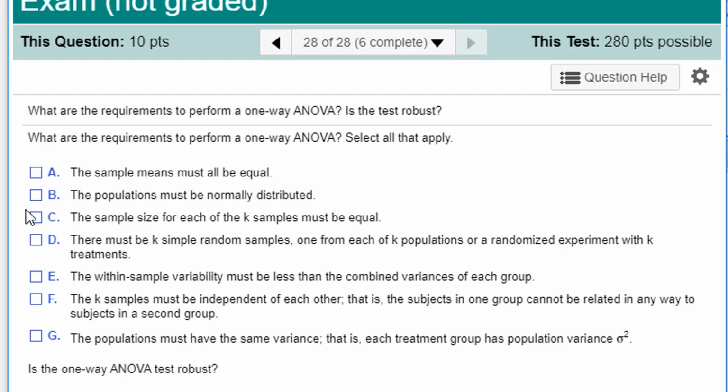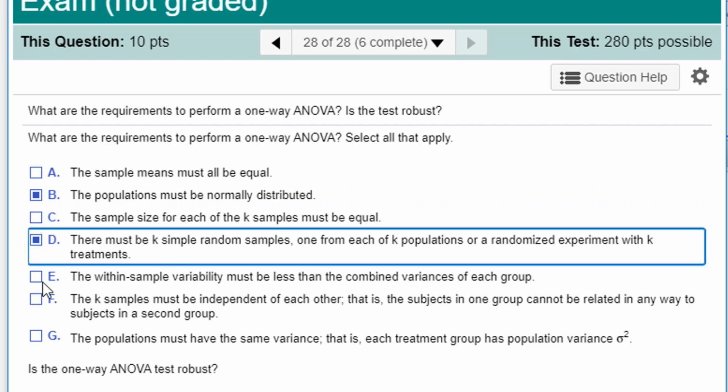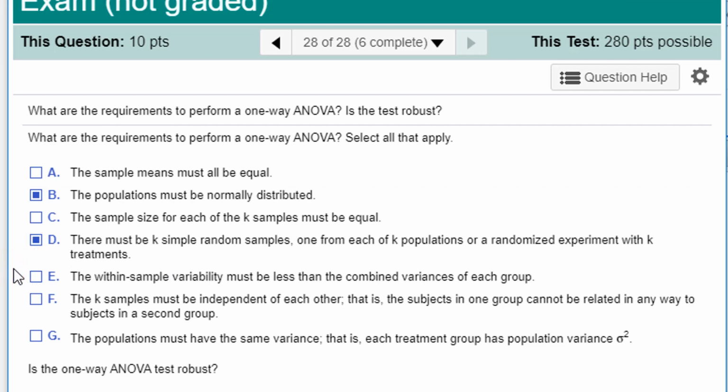Populations must be normally distributed is indeed one of the requirements. That's a requirement for the test. Sample size for each of the k samples must be equal? No. We don't need to have the same sample sizes. Those can be different. That's not a problem. There must be k simple random samples, one from each of k populations, or a randomized experiment with k treatments. Yes, that's one of the ideas of ANOVA. And k is 2 or really usually 3 or more. So every population that you're looking at has a sample from it, and the samples can have different sample sizes, but you have to have a sample from each population you're testing.